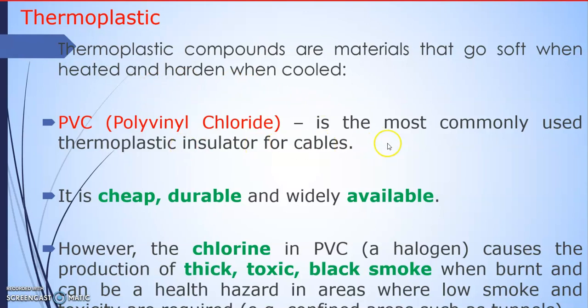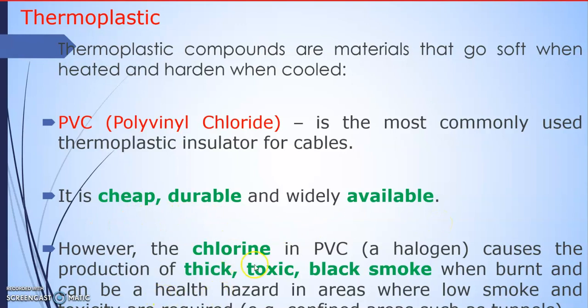Polyvinyl chloride is the most commonly used thermoplastic insulator for cables. So PVC, poly, means thermoplastic only. Soft and hard, therefore you can convert it into any desired shape. It is cheap, durable, and available. So it is a very essential property. Which material you can use? Availability should be there. Otherwise, it will be very good, but it's not available, or it will be very costly and its life is less. Who will use it? So these are also important properties.